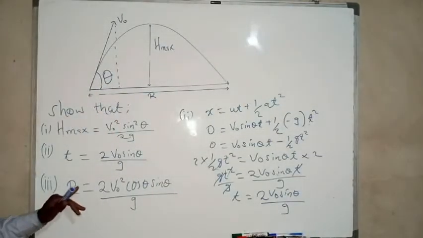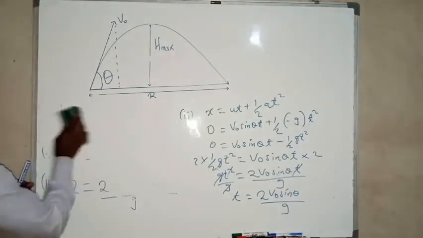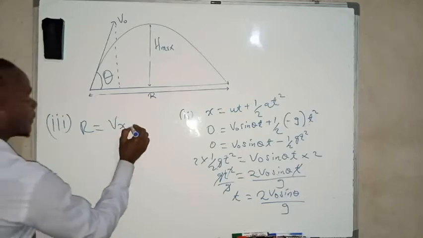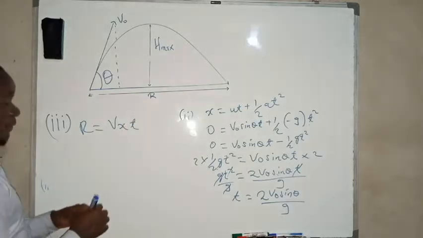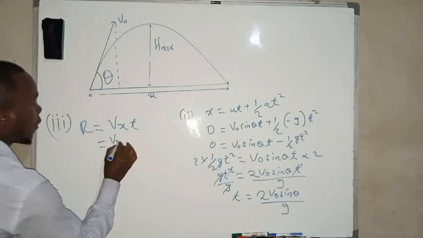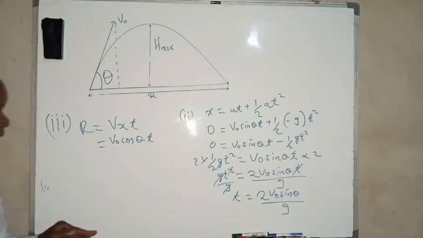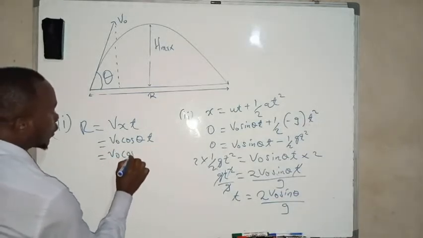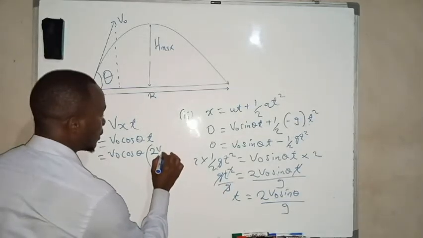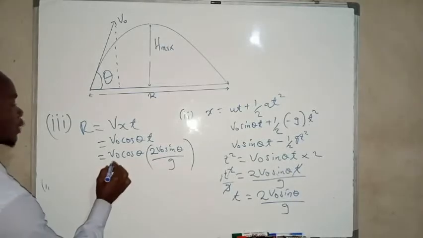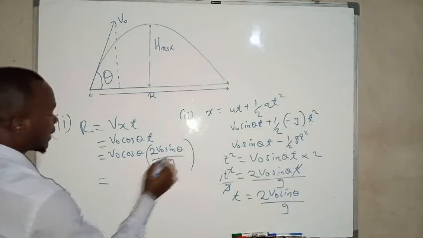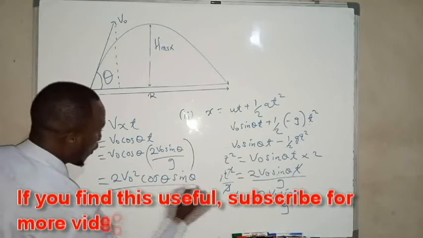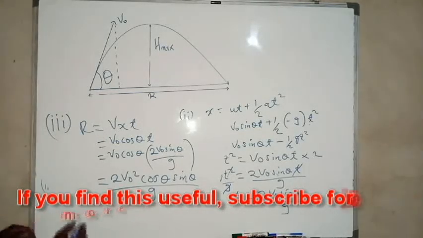And finally, let us derive the formula for the range. So 3, the range is given by Vx times time. The Vx that we found from SOHCAHTOA, right from the beginning, is v naught cos theta, then t. But the expression for time is the one that we just derived, so we just plug in this. We are going to have v naught cos theta times 2 v naught sine theta over g. So from here, we just multiply: v naught cos theta times 2 v naught sine theta. What I'm going to have is 2 v naught squared cos theta sine theta over g. And this is the expression for the range.